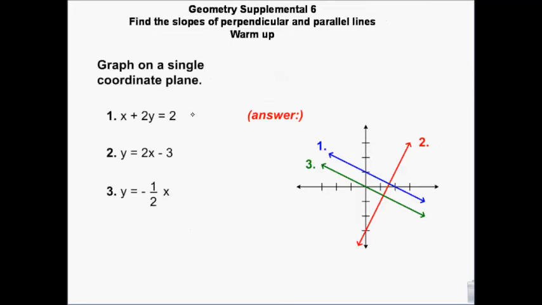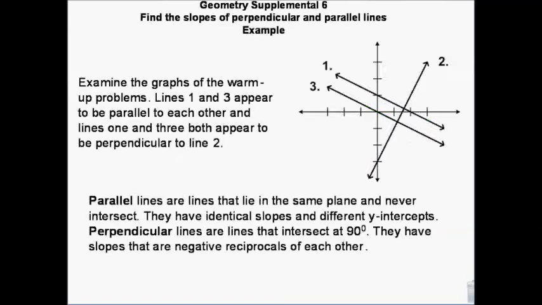If I put this into y equals mx plus b format, and then I put this into, or this is already in, b is just 0. You'll see that 1 and 3 that look parallel have the same slope. And number 2, which is perpendicular, has a different slope. Parallel lines have the same slope. So if I have 2 parallel lines, the slopes will be the same.